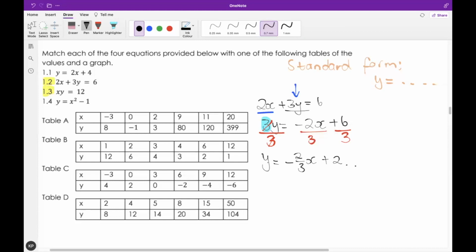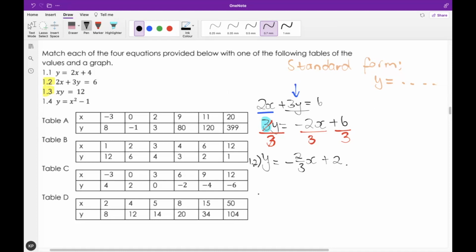Remember, guys, if you are going to divide by a number, every term must be divided by that number. So if you're going to divide here, you better divide here and here as well. If I was going to multiply here, I was going to multiply here and here as well. That's the rule. So now we have sorted out 1.2. This is 1.2 in standard form.